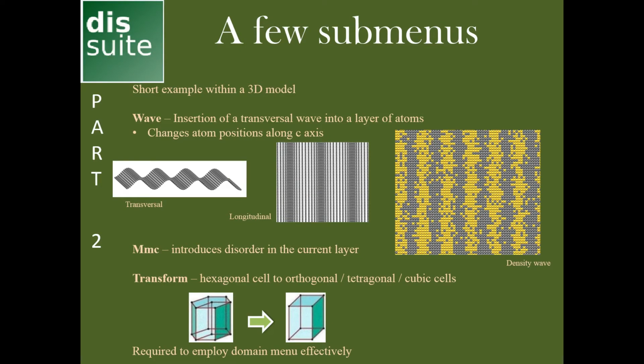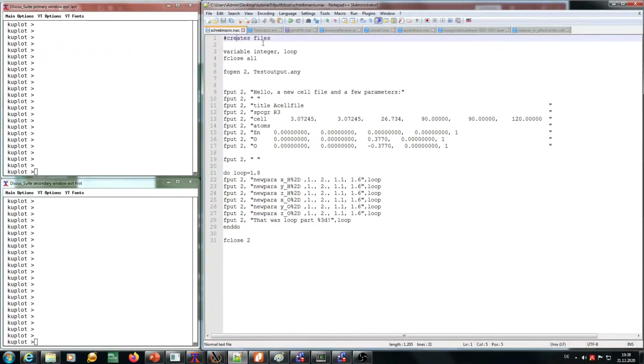This is very important when you want to reduce the symmetry of your crystal structure, or in a subsequent step you want to use the domain submenu in DISCUS. That means that you need to adjust your coordinate system or your crystal system to another one. For instance, when you want to insert a guest molecule or guest structure into a host structure, then it's reasonable to have the same coordinates or crystal systems. Alright, with that we'll go into the macros.